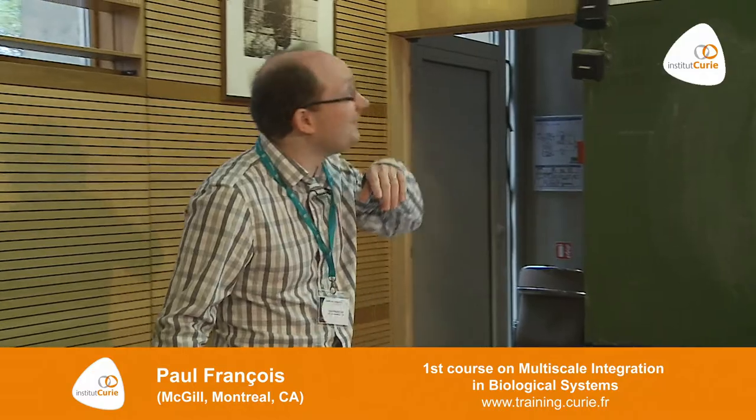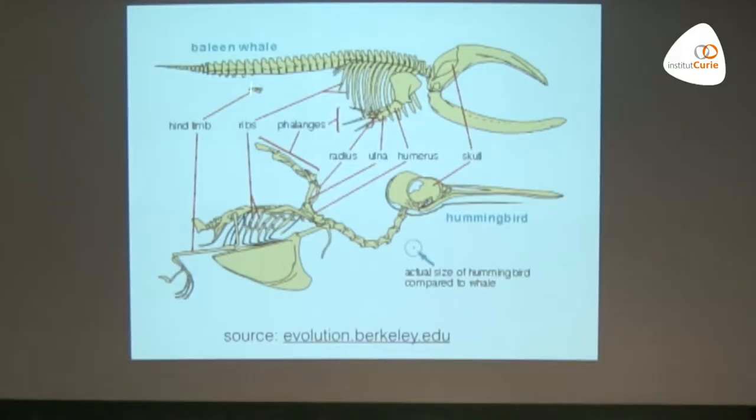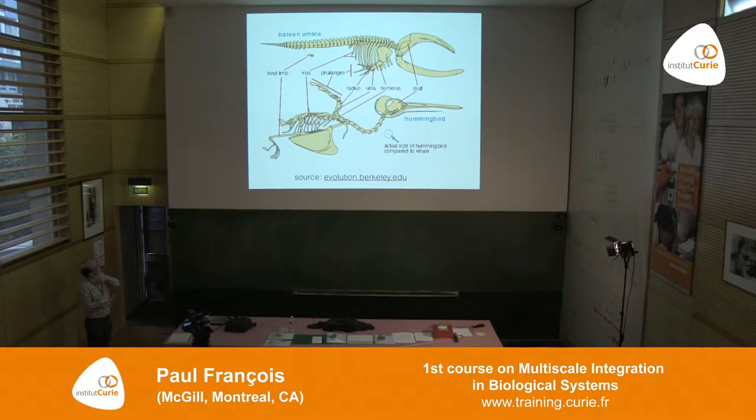Okay, so here are two skeletons of very different animals. One is a whale and the other one is a hummingbird. These animals are very different. They are like two or three orders of magnitude different in size. One is a mammal, one is a feathered dinosaur.